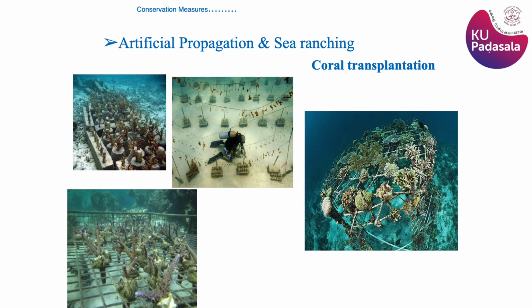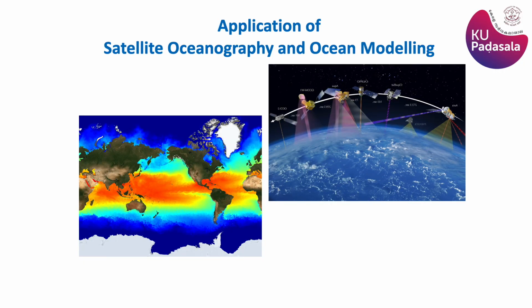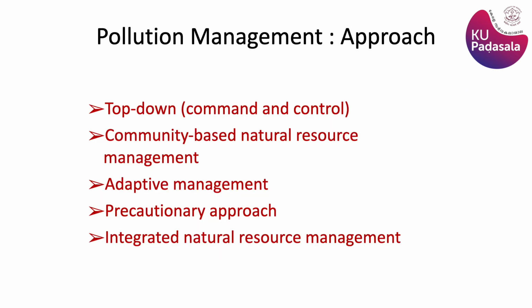Similarly, coral reefs can be constructed. They can do artificial propagation and sea ranching through coral transplantation, which we are doing in many parts of the world. Then the next conservation measure is the application of satellite oceanography, that is remote sensing, and ocean modeling. This is the future, ocean modeling through remote sensing. Pollution management is through a top-down approach, through law, along with a community-based participatory approach, adaptive management system, and precautionary approaches.